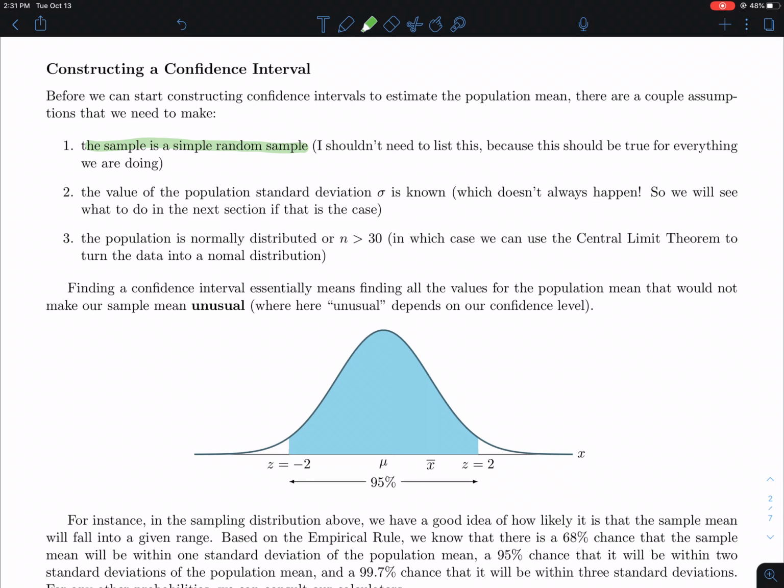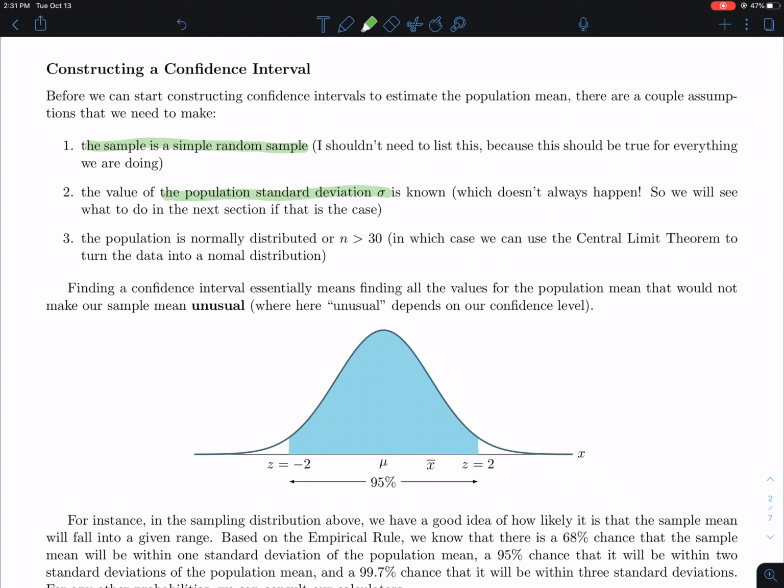The next thing is we need to know the population standard deviation. That's kind of weird because we're not always likely to be able to know the population standard deviation. There are ways you can get around it. You can use some estimates and stuff like that. In the next section, we'll see how you deal with it if you don't have the population standard deviation, because it's kind of weird if you have the population standard deviation but not the mean. Kind of an oddball thing to happen, but it is possible.